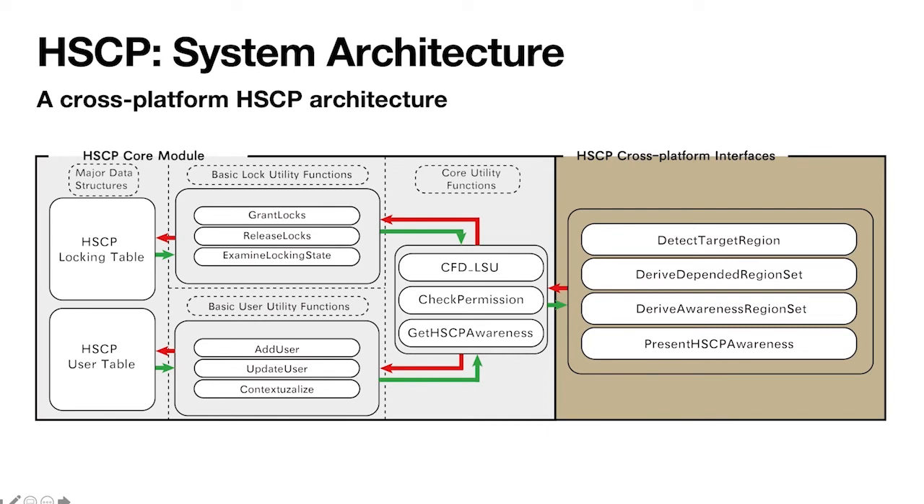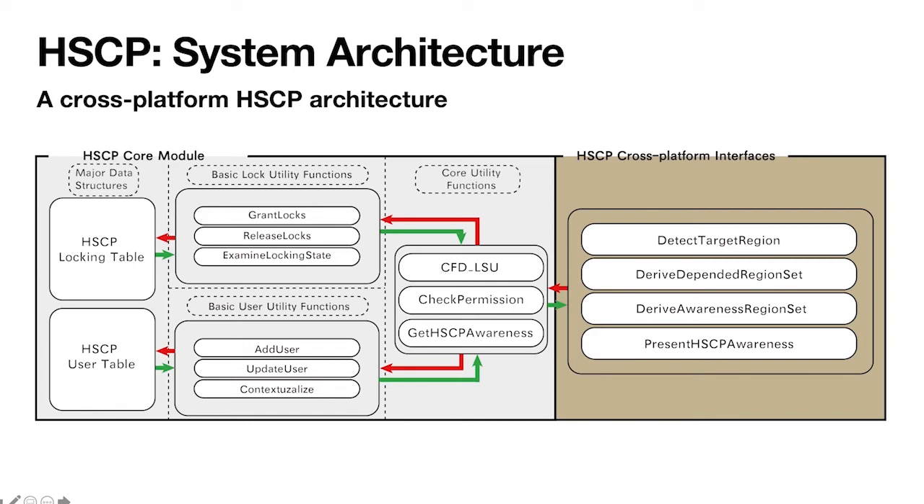Under this architecture, dependency-related information can be retrieved by implementing the platform-specific interface. After being processed by the HSCP core module, the information will be transmitted to other collaborators and stored in the local HSCP data structures.